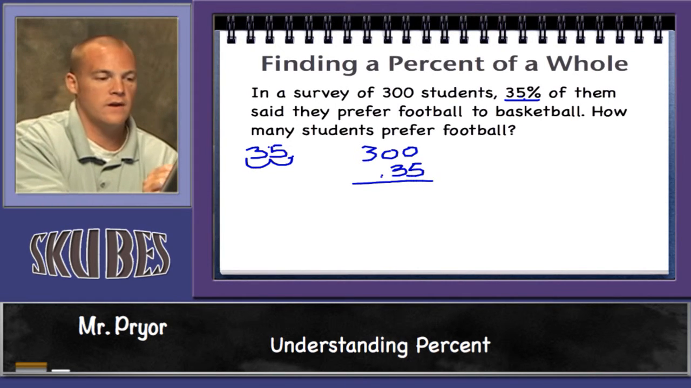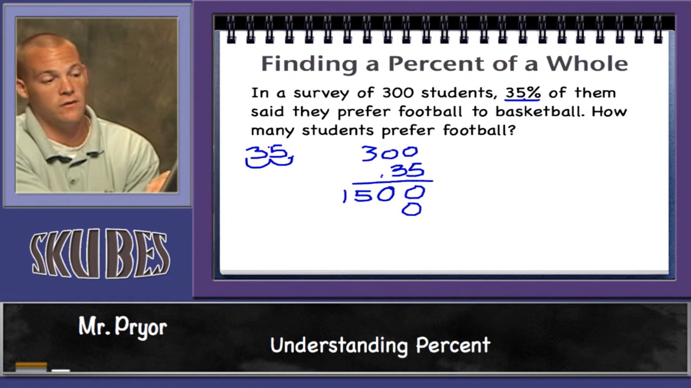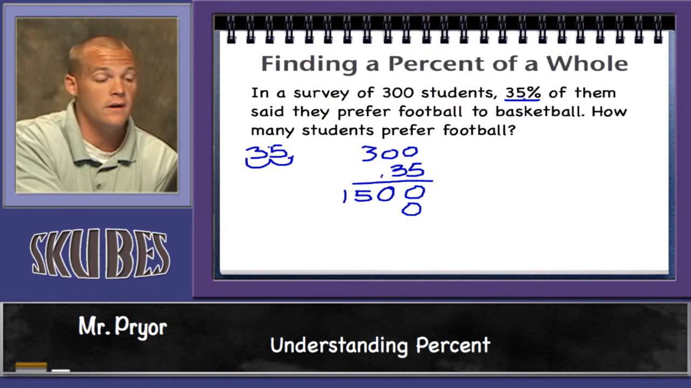So in this case, we go ahead and start dividing. 5 times 0 is 0. 5 times 0 again is 0. 5 times 3 is 15. Carry the or hold the place. You can leave it blank, or as I like to do, just put a 0 there.